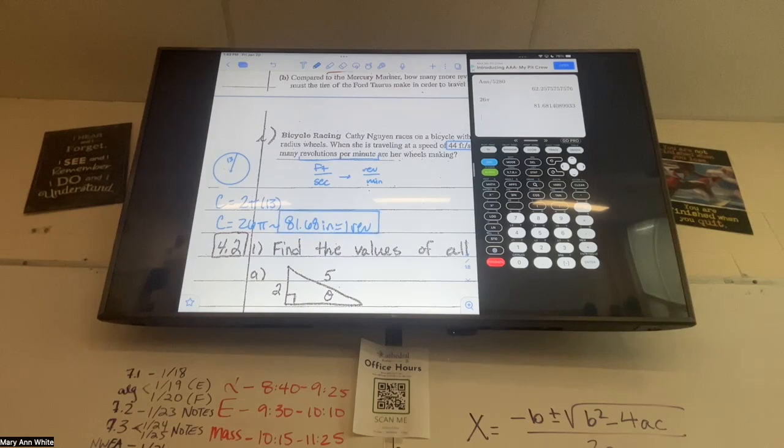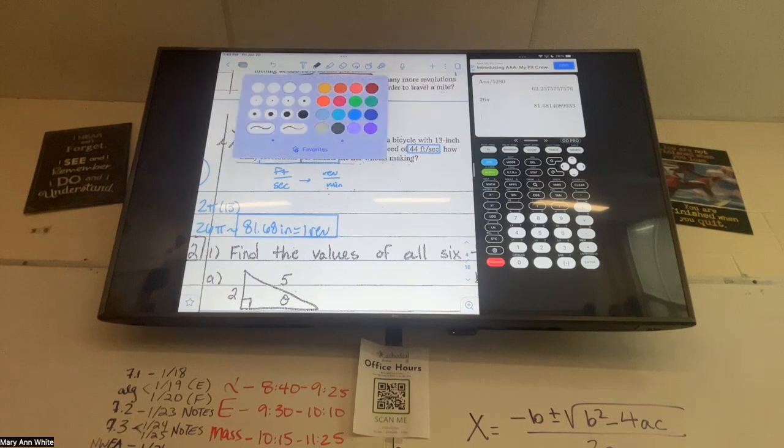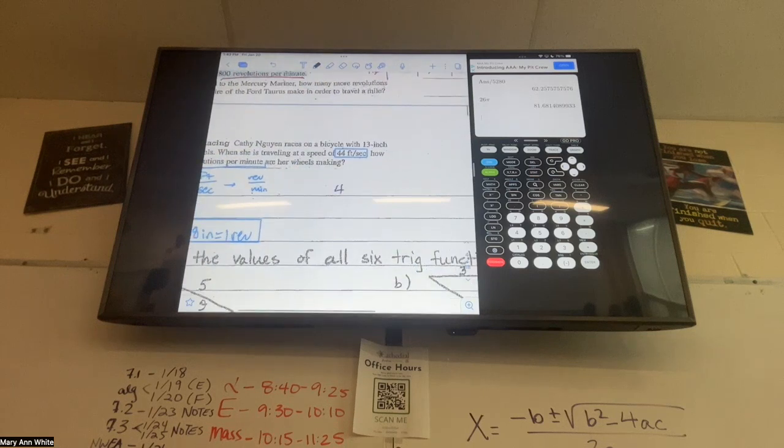Everything else is similar. It's not the exact same because I'm not trying to get to miles per hour. And I didn't start with revolutions per minute. I want to end with revolutions per minute. But again, I'm going to start with what was given to me, which is feet per second. And I want to change it all the way until I have revolutions on top and minutes on bottom. So let's start doing them. So we'll start with 44 feet over seconds.